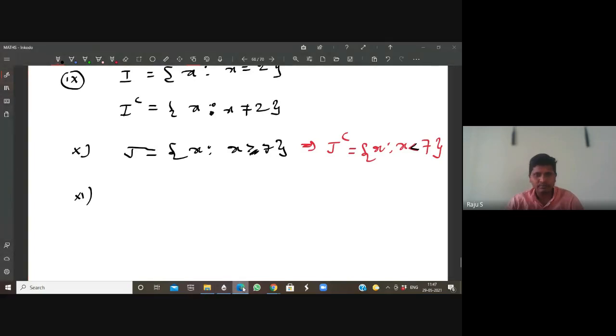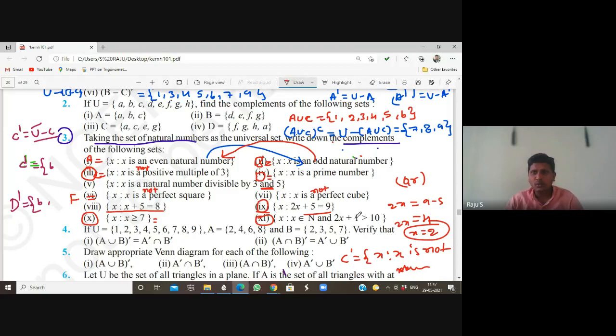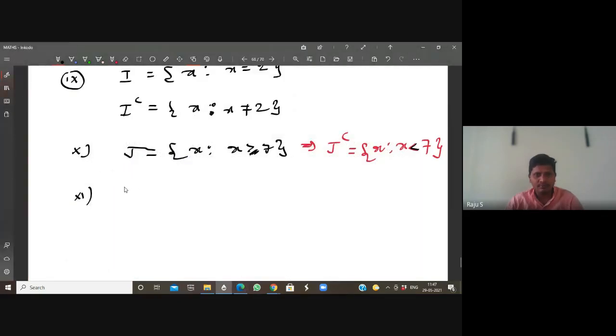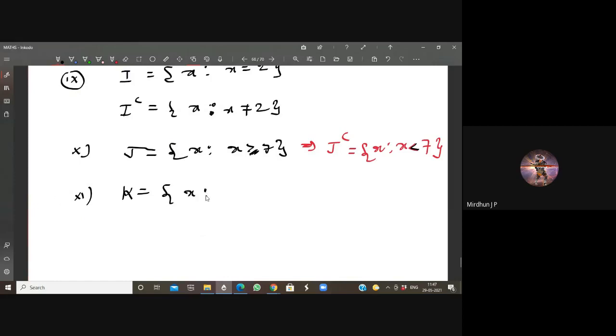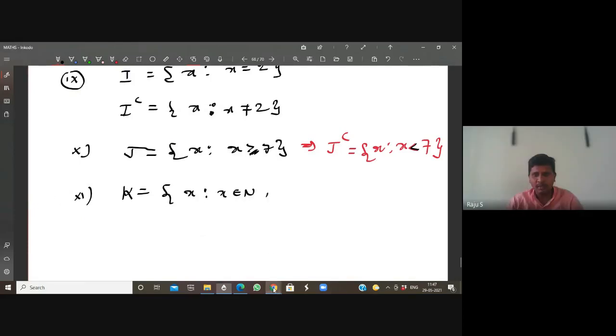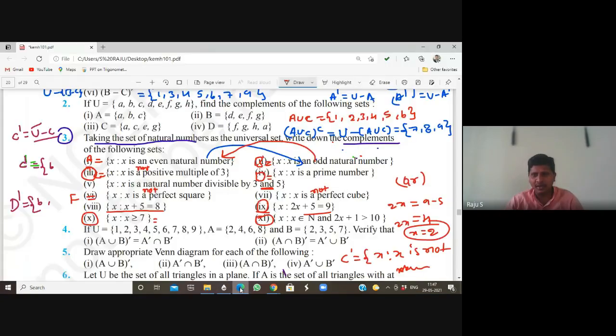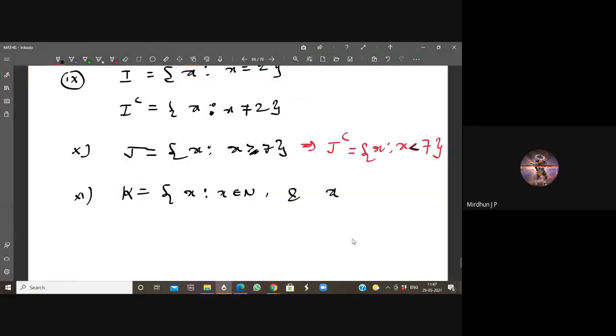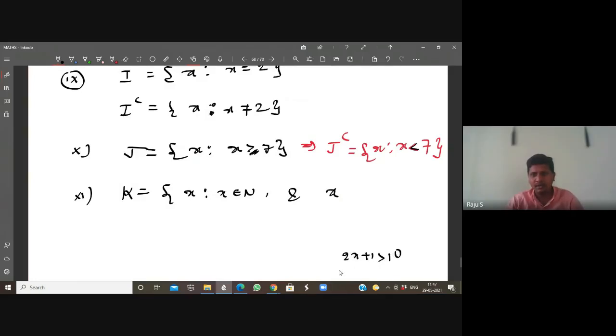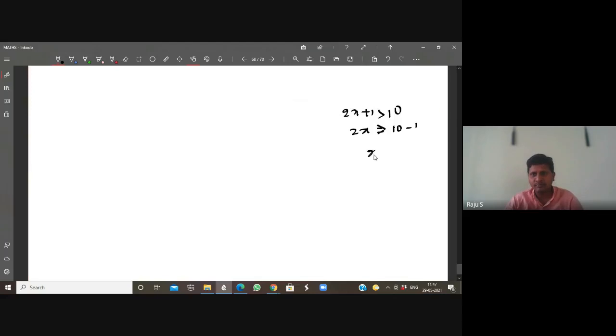11th, last subdivision. 2x plus 1 greater than 10, where x belongs to N. If you simplify this, 2x plus 1 greater than 10, then 2x greater than 10 minus 1, which means greater than 9. So x greater than 9 by 2.